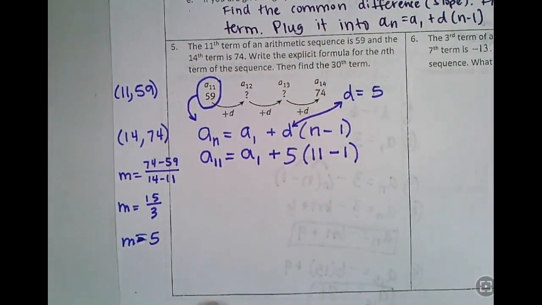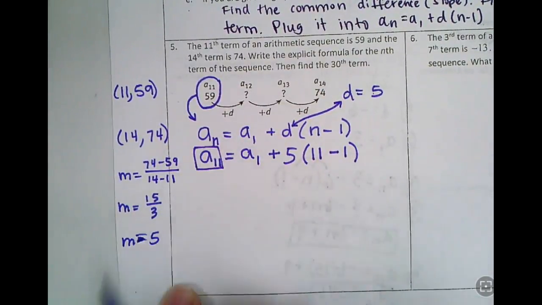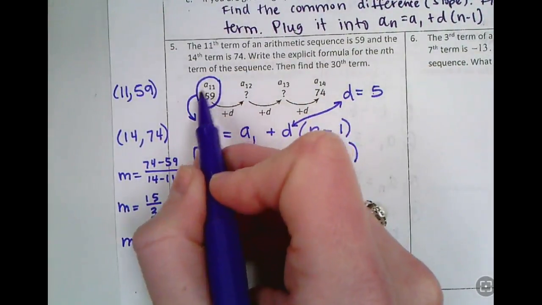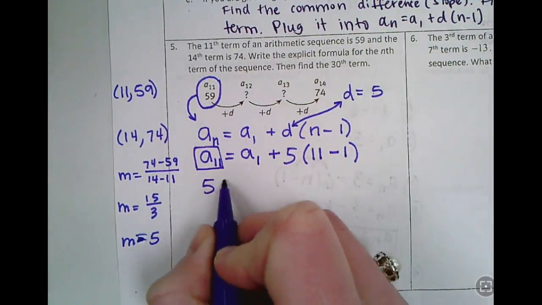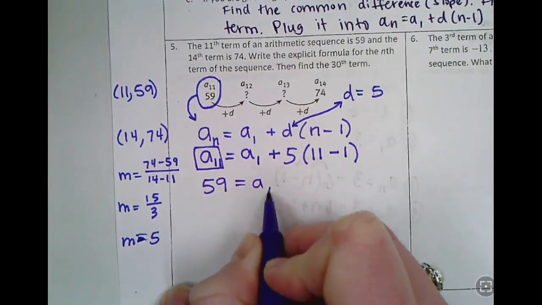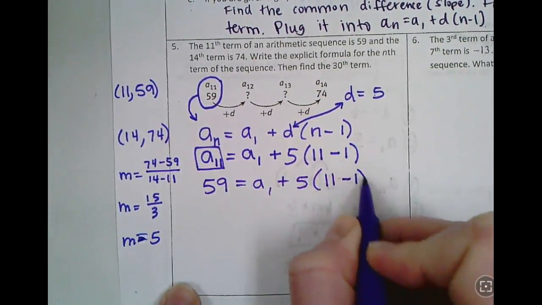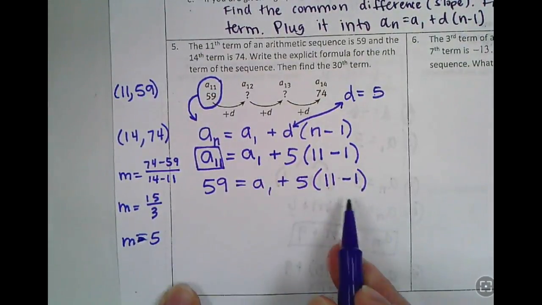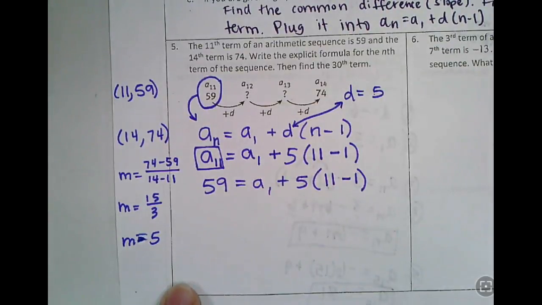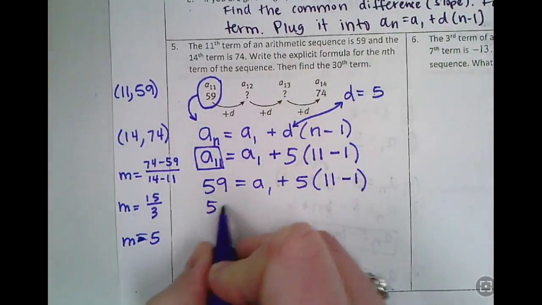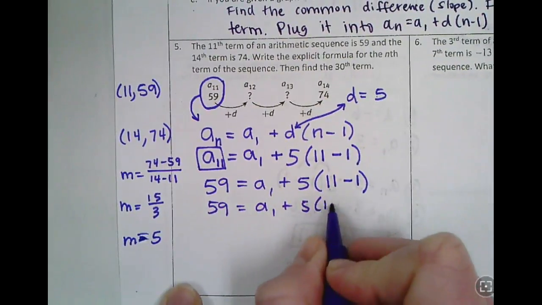My last step is to actually write what a sub 11 is. Well, we know a sub 11 is equal to 59. So my equation now reads 59 equals a1 plus 5 times 11 minus 1. Now I have everything plugged in except a sub 1, and we can solve for it. So I have 59 equals a sub 1 plus 5, and 11 minus 1 equals 10.